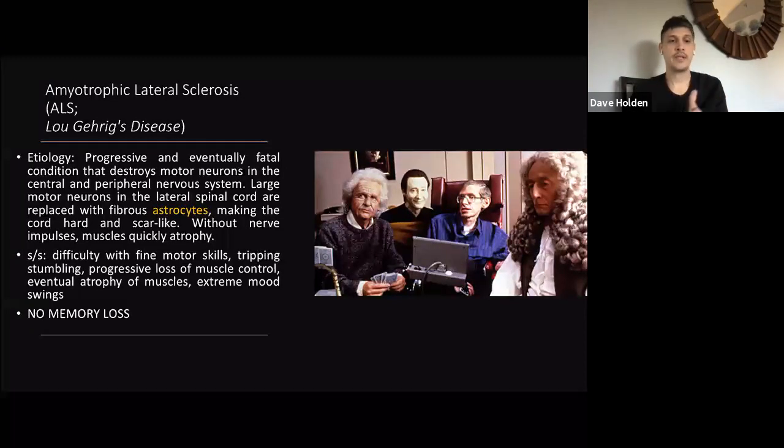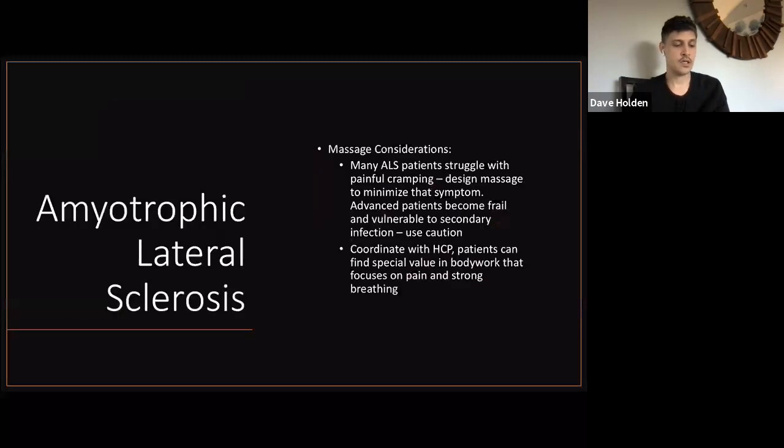So tripping, stumbling, progressive loss of motor control, eventual atrophy of muscles, extreme mood swings, no memory loss. So ALS patients will struggle with painful cramping. As the muscles atrophy, they contract very strongly. So design your massage in a way that minimizes strokes that may cause cramping. As they become more advanced, they will become more frail, and they will also become more vulnerable to secondary infection, so be cautious.